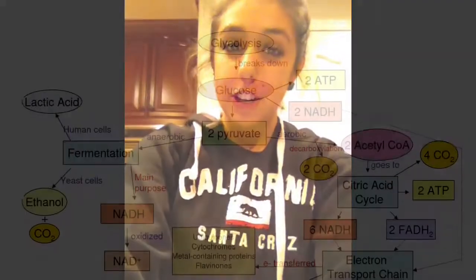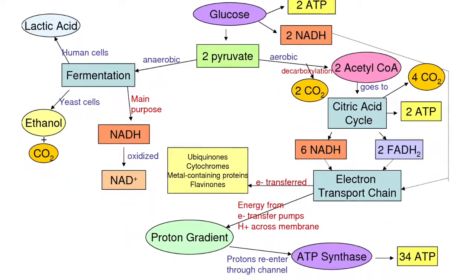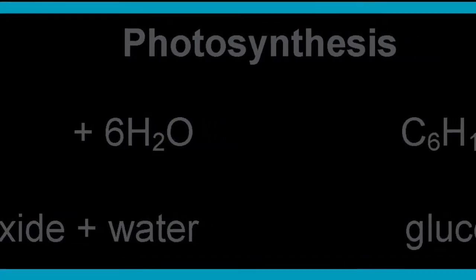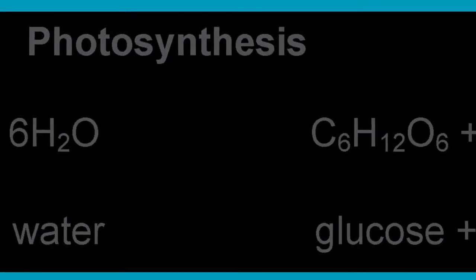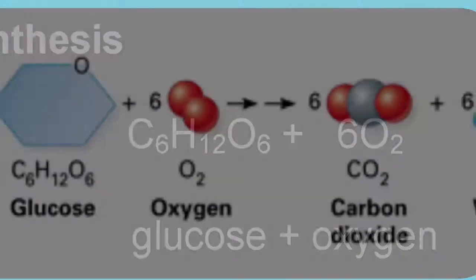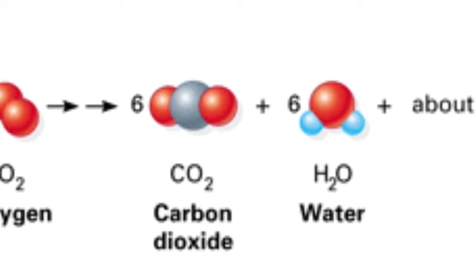The second step degrades pyruvate to carbon dioxide. And the third step produces NADH. 38 ATP is made overall in cellular respiration. This is a flowchart of cellular respiration. This is the chemical equation of photosynthesis. This is the chemical equation of cellular respiration.